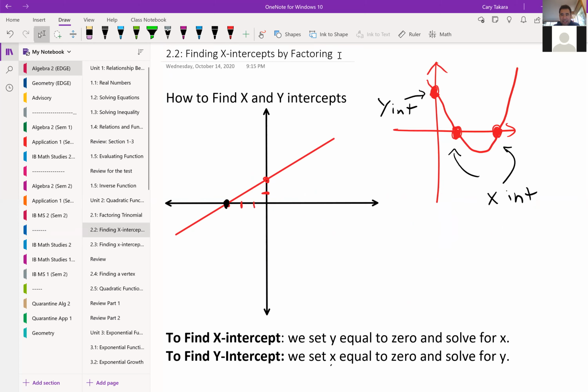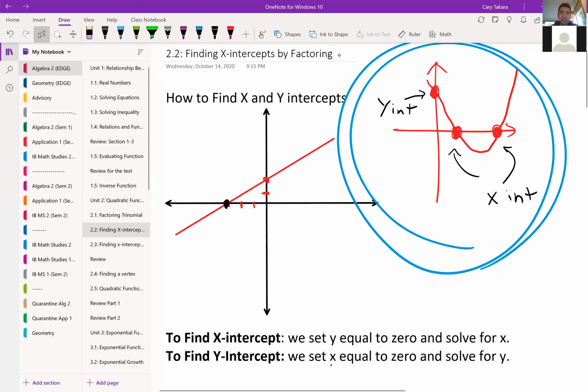Now I would like you to write this down, okay? When we graph a parabola like this right here, you can possibly have two x-intercepts, right here and right here. Those are x-intercepts. And then when the line hits the y-axis, that place is called the y-intercept. We're going to try to find those locations today, okay?